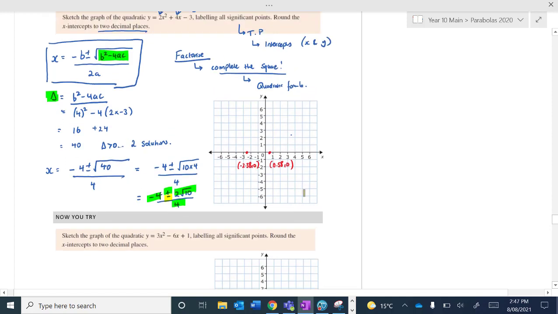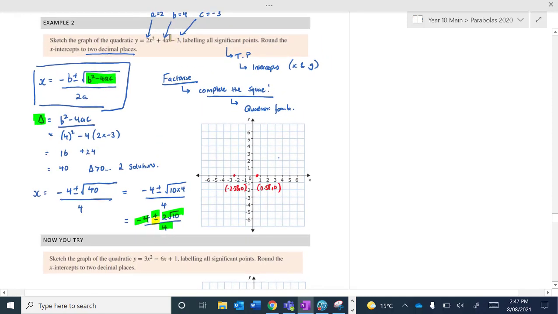Now, the y-intercept is the easy part, isn't it? That's when x equals 0. That's this thing, which is minus 3. There you go. Now, of course, I've got one last thing to do, and that is find the turning point. So we've found my 2 x-intercepts. We've got the y-intercept, which is at 0, minus 3. And of course, the x part of the turning point is at x equals minus b on 2a. So we're going to have to find that first.